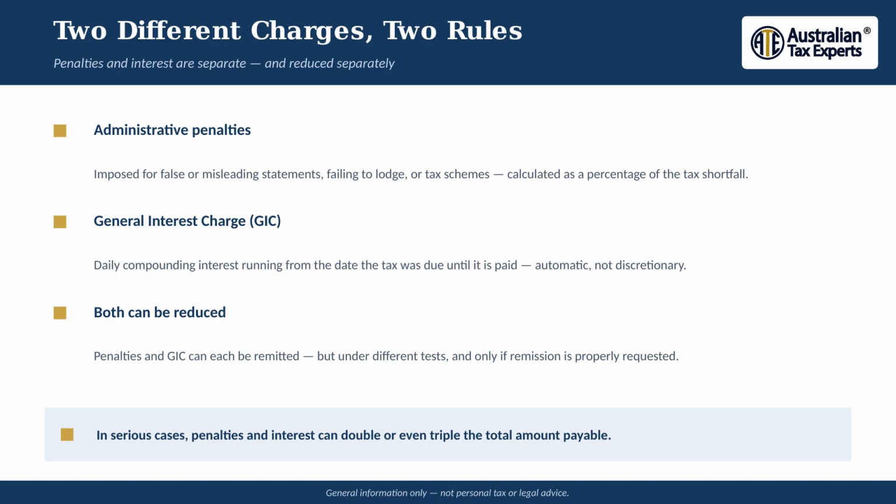The general interest charge is different. It is not a punishment, and no one decides to impose it. It simply runs, automatically, from the day the tax was due until the day it is paid, compounding daily. Both can be reduced, but they are remitted under different tests, through different arguments, and only if you actually ask. Confusing the two is one of the most common mistakes taxpayers make.